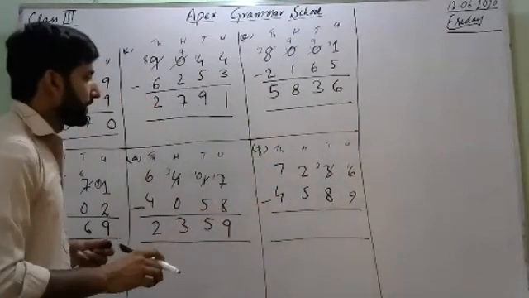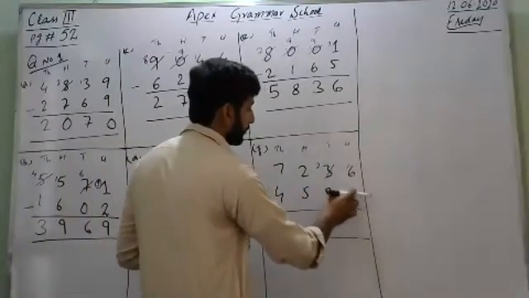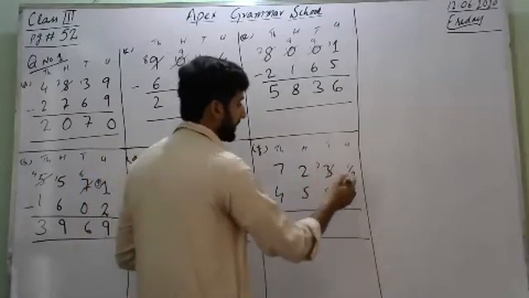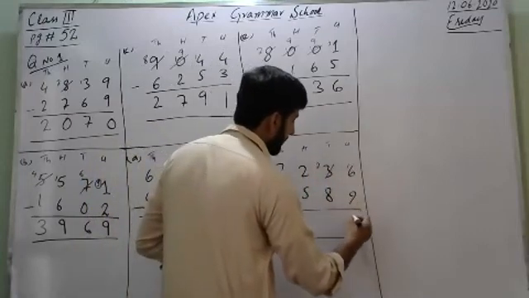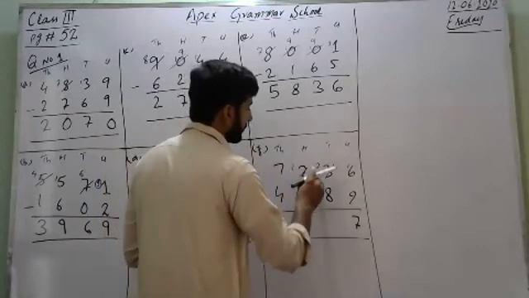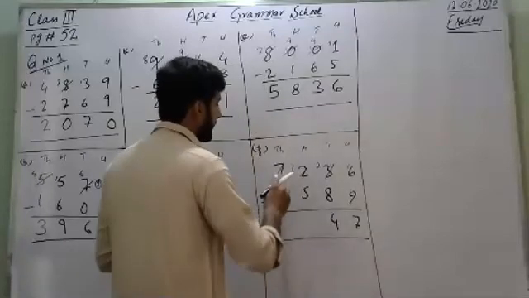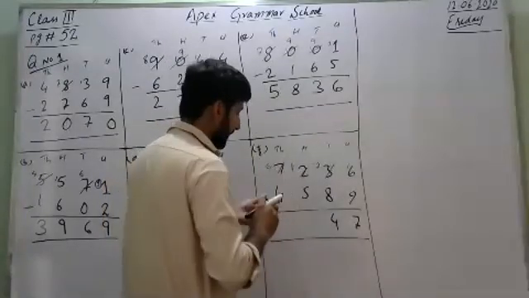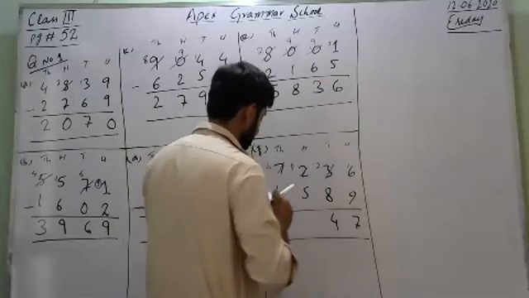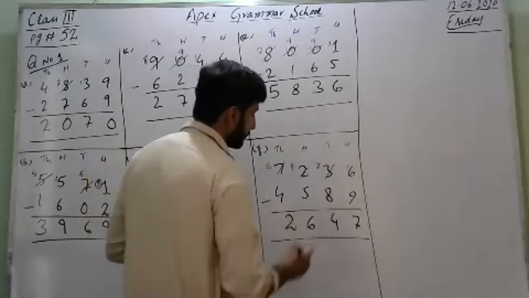Now 7236 minus 4589. 6 is smaller, 9 is greater. So we have to take carry from 3. 3 becomes 2 and 6 becomes 16. 16 minus 9 is 7. Now 2 is smaller, we take carry from this 2. 12 minus 8, 4. And once again carry from 7. 11 minus 5, 6. And 6 minus 4 is 2.